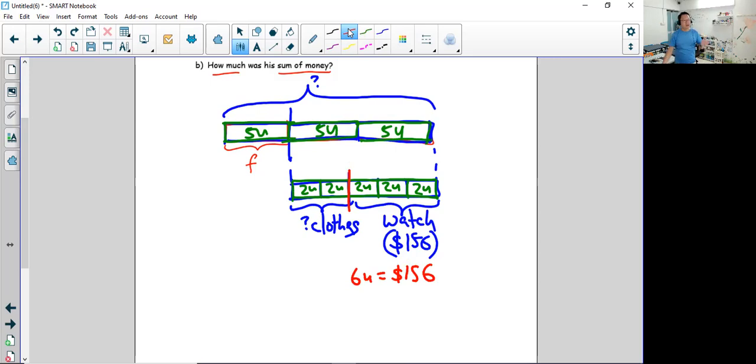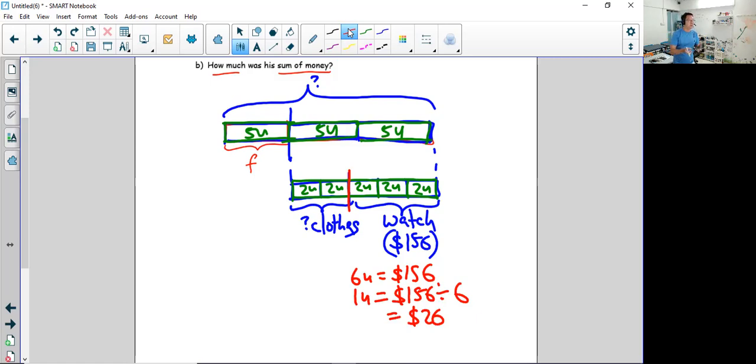And once you're able to do that, then the next step, you don't have to think much, right? So you can see that without model, you have to think what's the first step, what's the next step. It's a little hard. But once you write 6 units is so much, then the next step is to just find 1 unit. So you take 156 and you divide by 6. And what do you get? So 156 divided by 6, you will get $26. So your 1 unit is $26, and that is called the value of 1 unit.